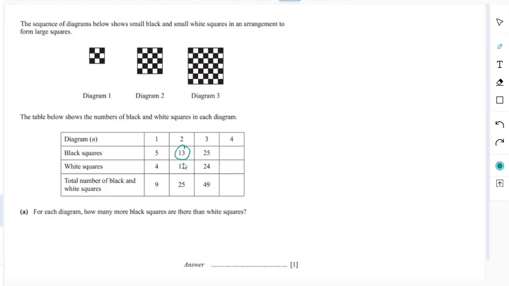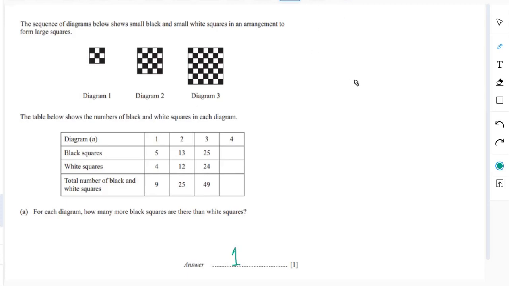13 minus 12, ये भी 1 का डिफरेंस है. 25 minus 24, ये भी 1 का डिफरेंस है. So we have one more black square than the white squares in all of these diagrams. Black square एक ज़्यादा है white से इन सारी diagrams के अंदर. Because that's what we understand from there. So that was pretty straightforward.